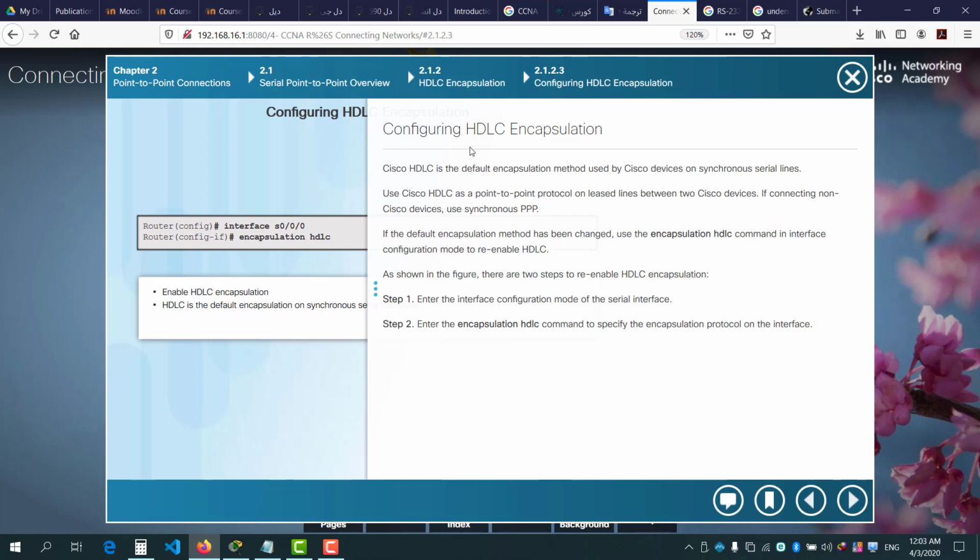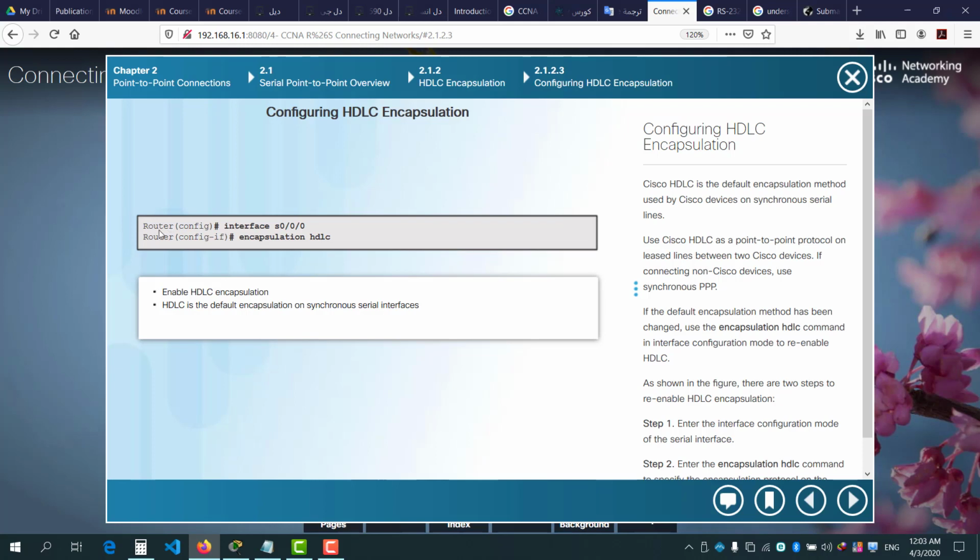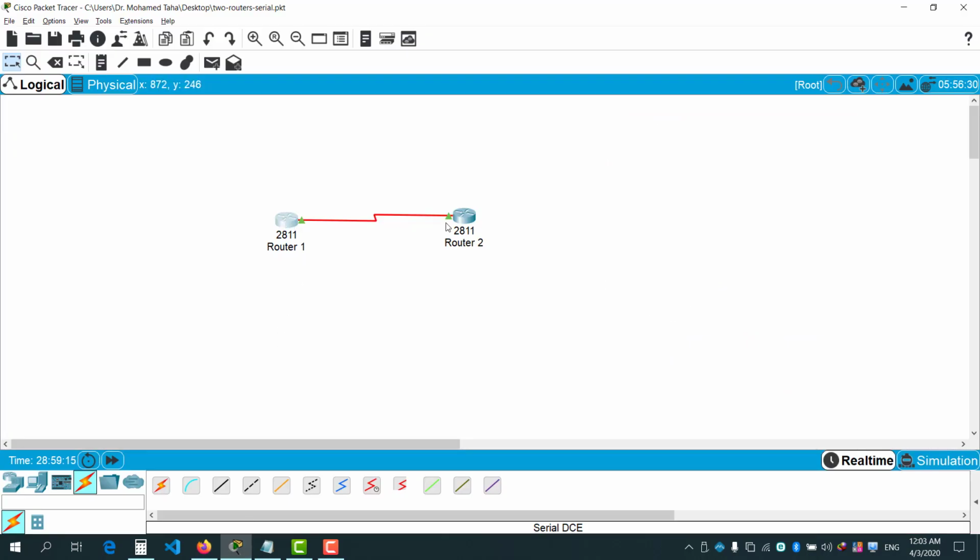اوكي، ازاي اعمل كونفيجر لل HDLC انكابسوليشن؟ دي الامر اللي بكتبه يا جماعه، كونفيجر راوتر كونفيجر انترفيس سيريال 0 على 0 على 0 وانكابسوليشن HDLC. يقول لك هنا باي ديفولت لو التو راوترز كانوا سيسكو فمش محتاج انك تحدد الانكابسوليشن HDLC، هو هيبقى HDLC. لكن لو كان راوتر تاني من فاندر وسيسكو بيستخدموا مين؟ التريبل بي. خلاص.